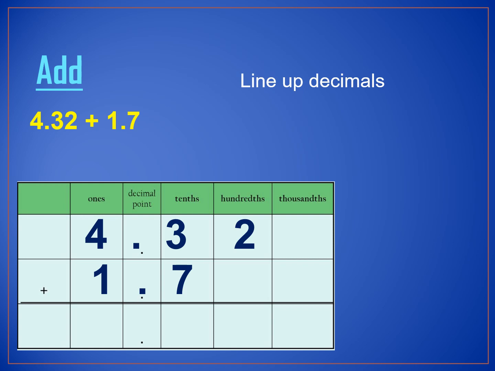So for 1.7, there is no hundredths, so I can put 0. If you put 0, as I said before, the value of the number doesn't change. So I just put 0 for 1.7 to be 1.70. Of course, the value of 1.7 is still the same. After that, I can add easily.